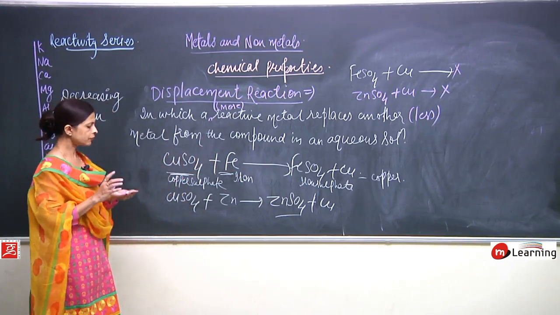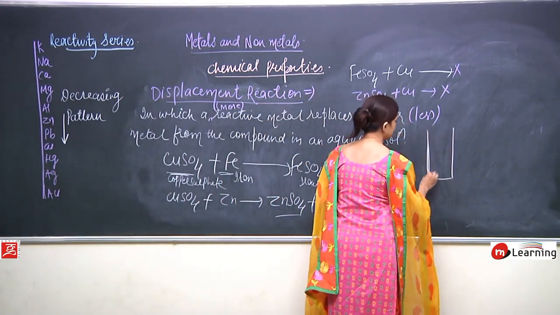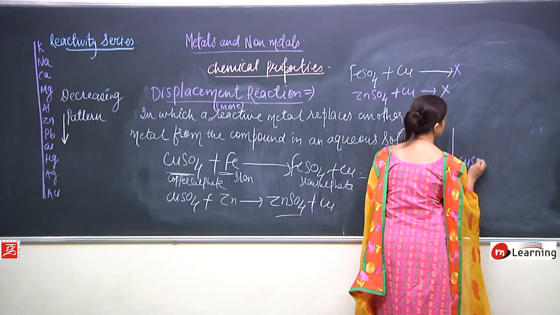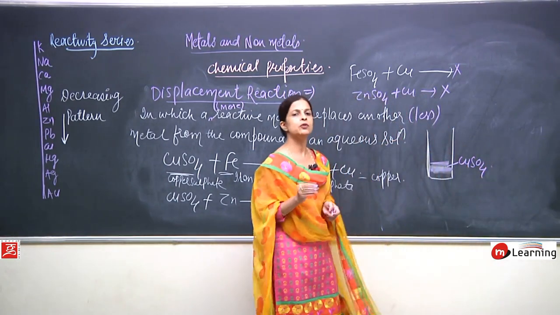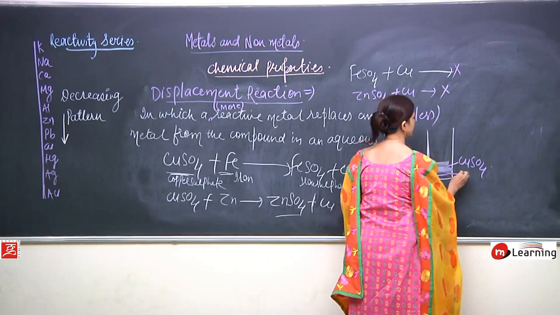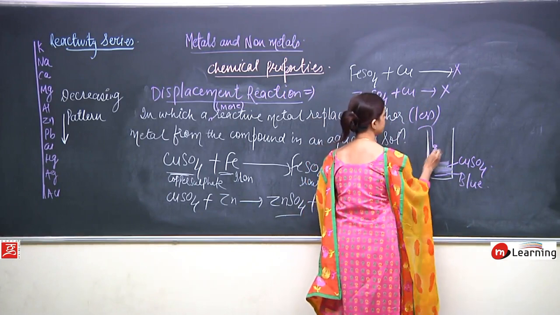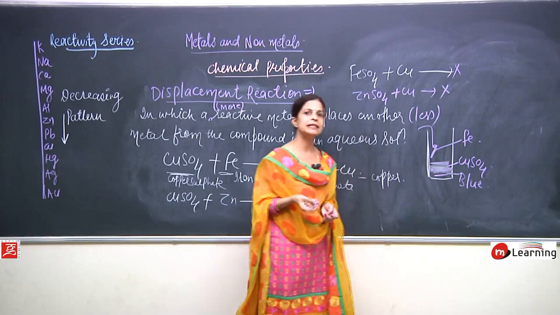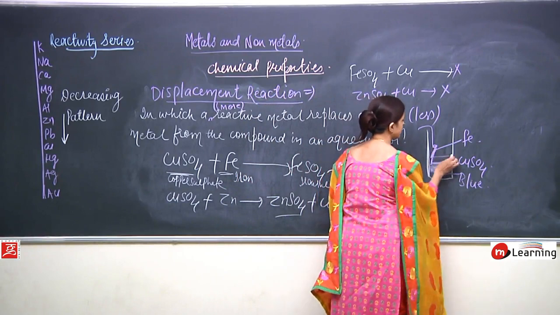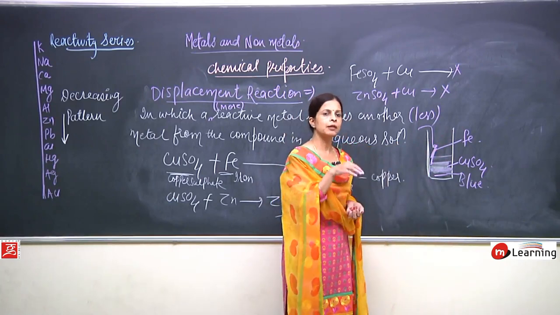Now suppose I take a test tube or a beaker. In this beaker, I have taken CuSO4 solution. Now see, CuSO4 is also known as blue vitriol. Why is it known as blue vitriol? Because of the color, it is blue. Now to this, if I hang one nail, this nail is made up of what? Obviously iron. In copper sulfate solution, I have allowed one iron nail to dip.